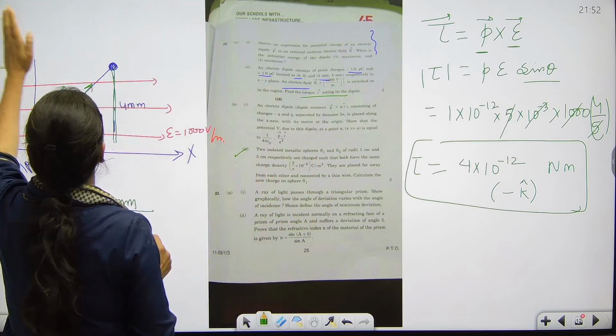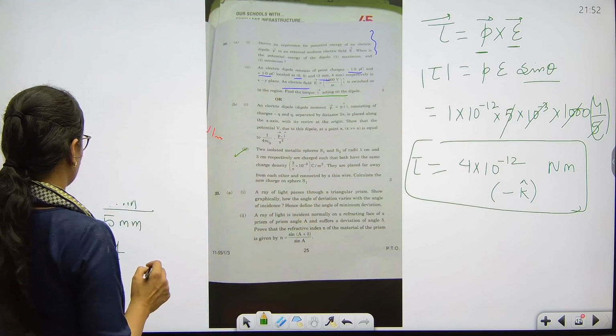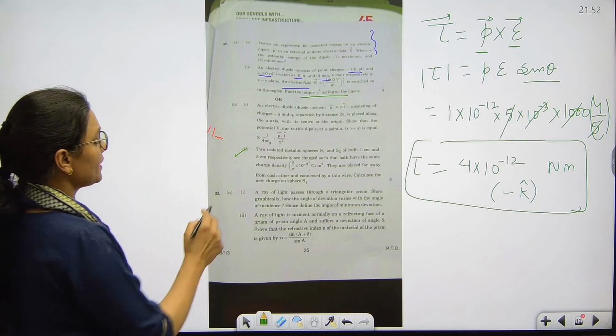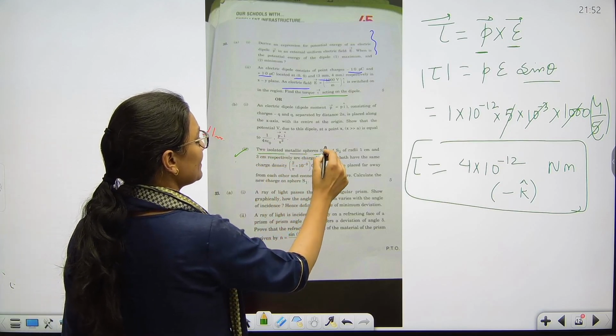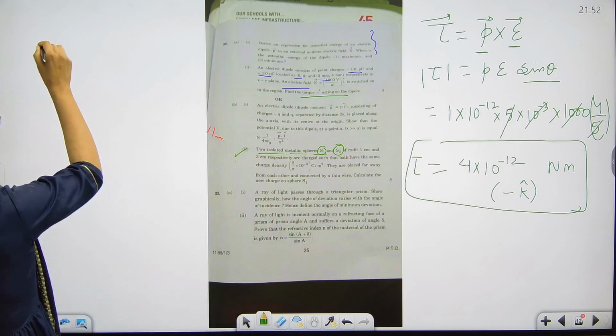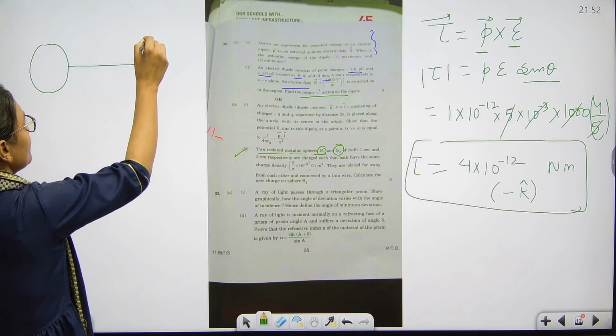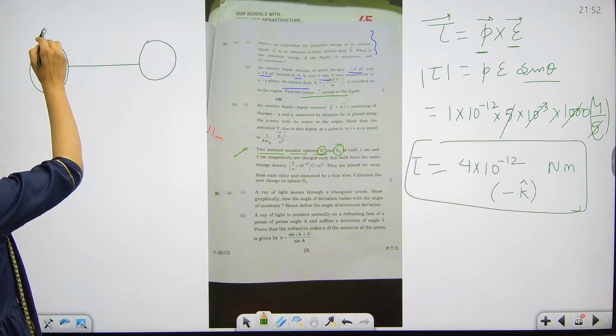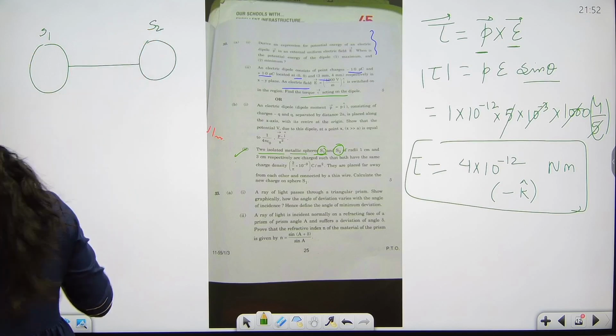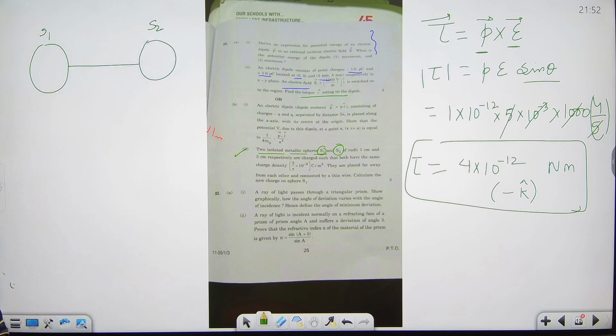Let us try to find this particular numerical. In this particular numerical, two isolated metallic spheres. So we have two isolated spheres connected with the wire like that. This is the sphere S1, this is the sphere S2. Okay, so we are having two isolated spheres connected with the wire like that.